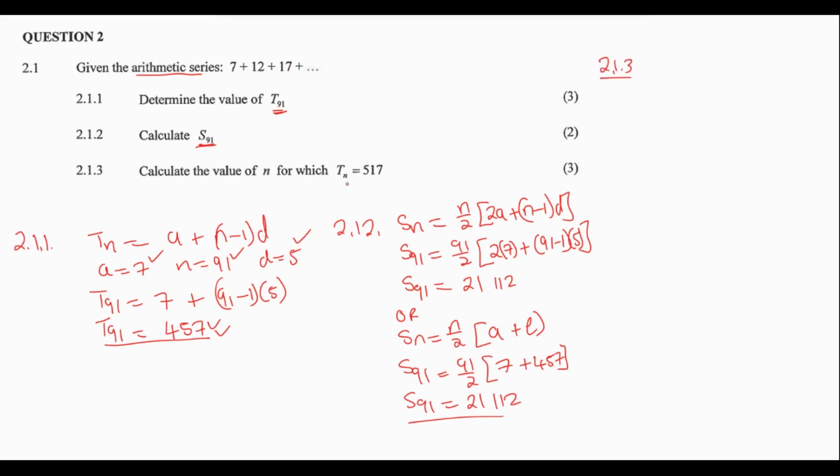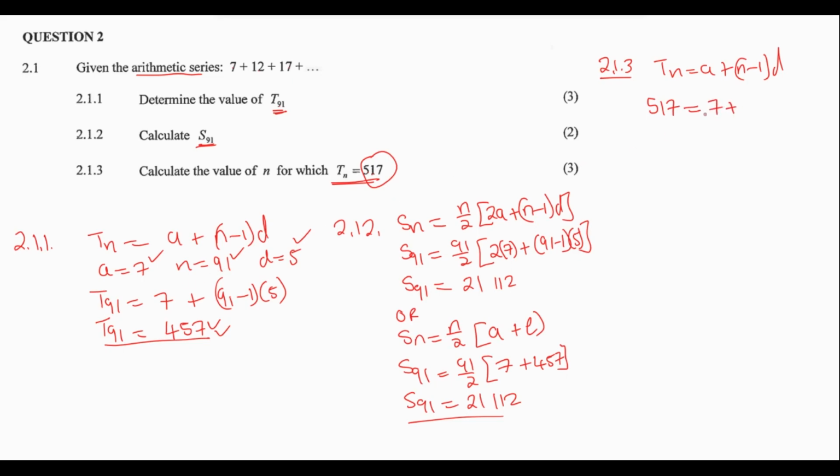Okay, right. Let's do question 2.1.3. Calculate the value of n for which Tn is 517. Right, so it means we're still using Tn. So Tn is equal to a plus (n minus 1)d. So our term is 517. Then 517 is term number what? We're finding n here. So our term is 517, right, is equal to our a. Our a is what? It is 7.